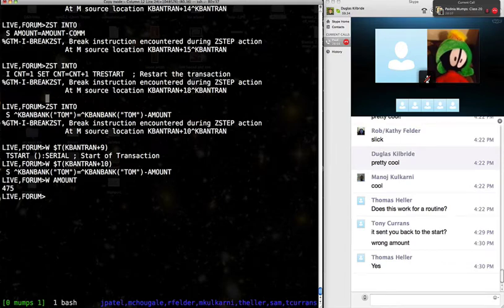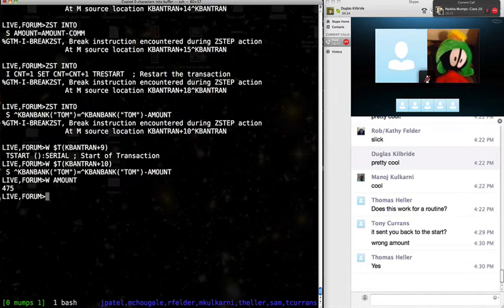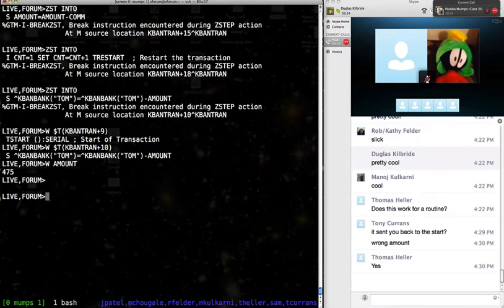If we scroll back a bit, you'll notice that we calculated a commission. Then we subtracted the commission from the amount, and therefore that's the wrong amount. So we're going to have to fix it. And again, MUMPS has a feature for that. Let's go ahead and try to fix that.